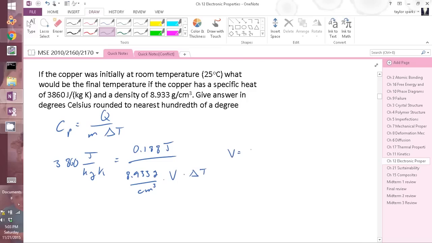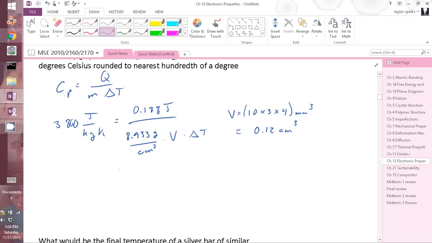Volume is just going to be 10 times 3 times 4 millimeters cubed, which if we punch in and do the math, is equal to 0.12 centimeters cubed. Therefore, our centimeter cubes cancel when we plug that in, and the amount of heat that we generate, solving for delta T, will be 0.045 degrees. Therefore, our final temperature will be 25 plus that number, 25.054 degrees Celsius, which means our wire does not really heat up that much.